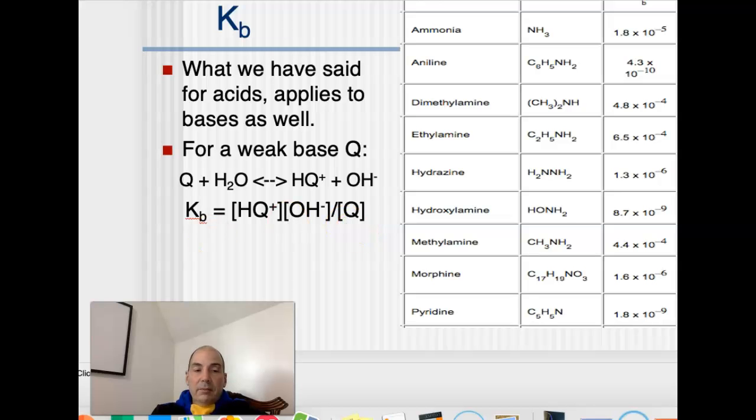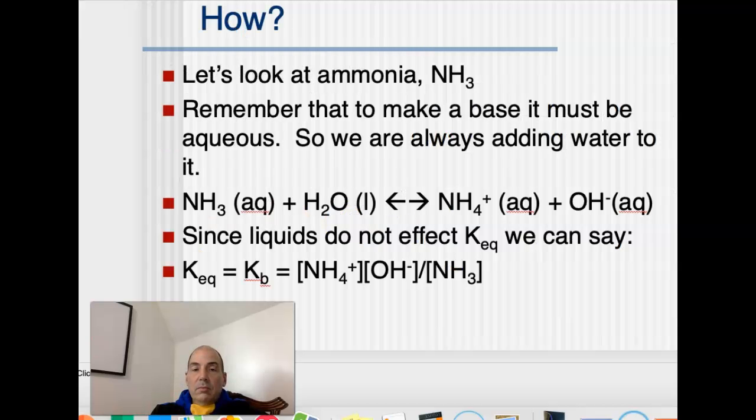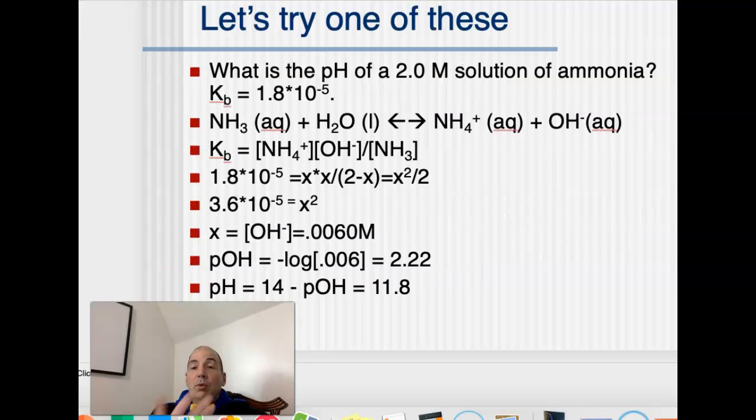Really same idea. So let's talk about ammonia. If I take ammonia plus water, I would get ammonium plus hydroxide. My Kb would be ammonium times hydroxide divided by ammonia. So what if we had 2 molar ammonia and Kb was 1.8 times 10 to the -5th? Well, all right, we already set up our expression.